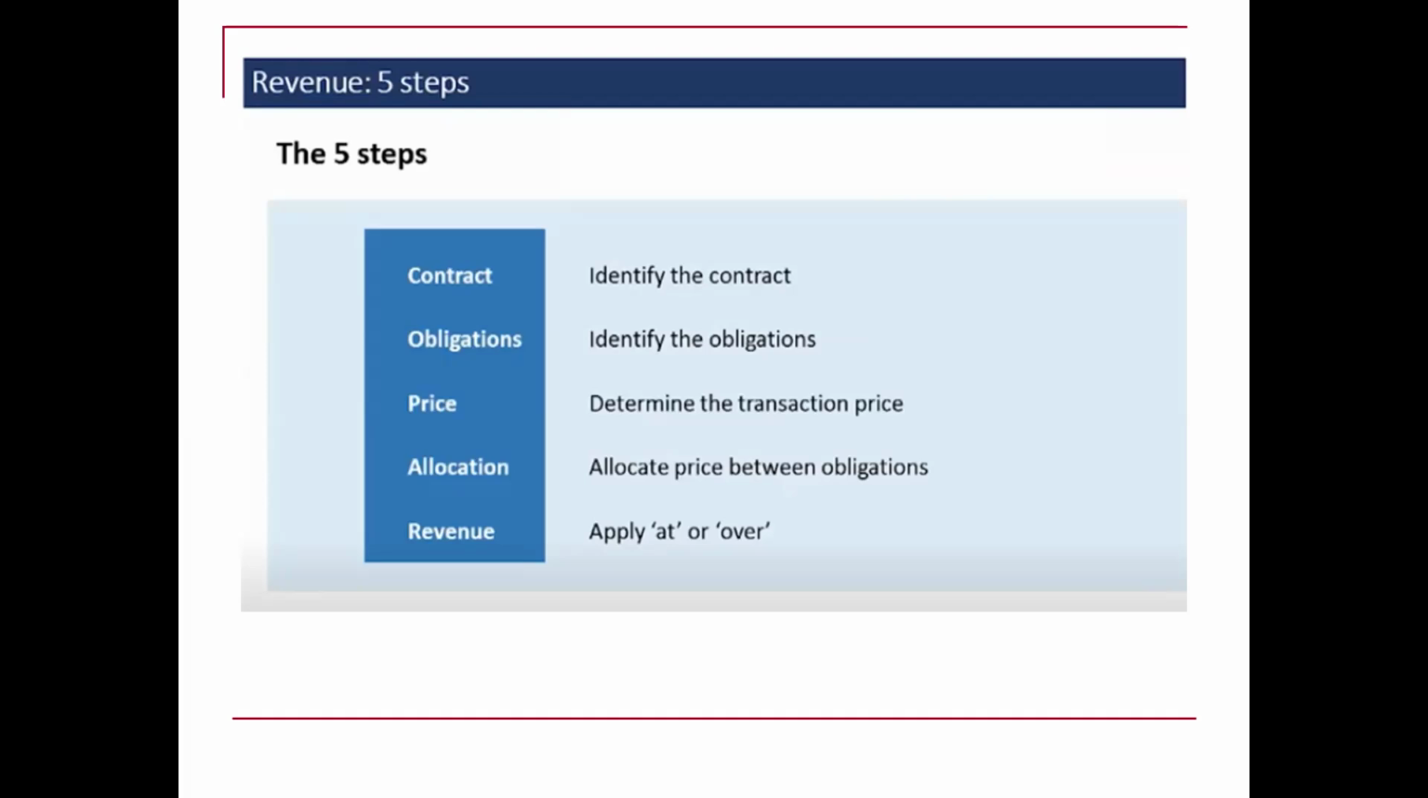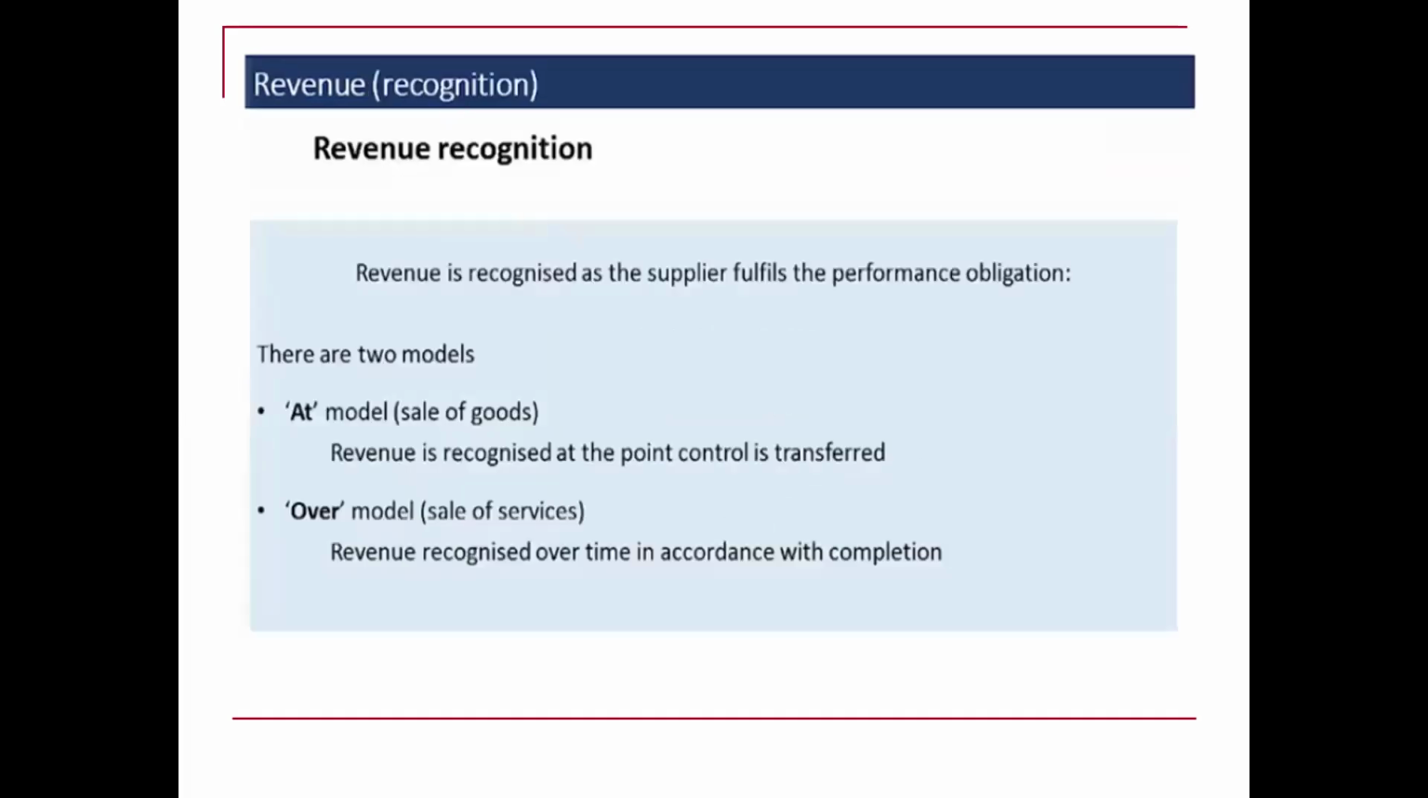We need to then allocate the price between the obligations. So what part of the amount that you have paid is going to the purchase of the laptop? What part of the payment you have made is going towards the service of the laptop? That's allocating the price to the obligations as identified. Then we need to apply the "at" or "over". So we're going to talk about what it means when we're saying "at" or "over".